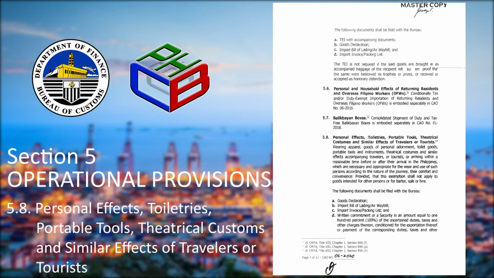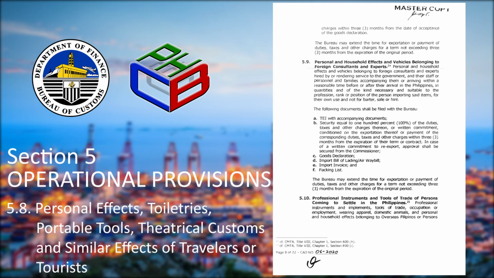The following documents shall be filed with the Bureau. A. Goods declaration. B. Import bill of lading, airway bill. C. Import invoice, packing list, and D. Written commitment or a security in an amount equal to 100% of the ascertained duties, taxes, and other charges thereon, conditioned for the exportation thereof or payment of the corresponding duties, taxes, and other charges within 3 months from the date of acceptance of the goods declaration. The Bureau may extend the time for exportation or payment of duties, taxes, and other charges for a term not exceeding 3 months from the expiration of the original period.